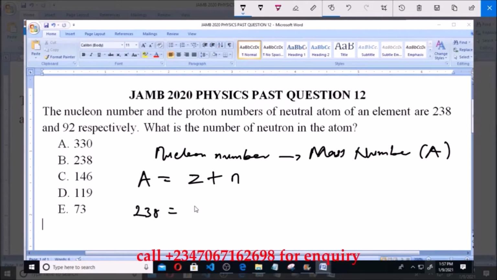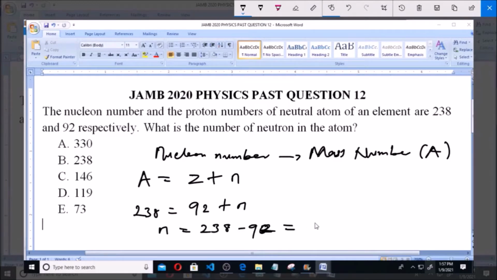So it simply means that 238 is equal to 92, which is the number of protons, plus the number of neutrons. From this we can get the number of neutrons, that is N is equal to 238 minus 92, and that is equal to 146. So the number of neutrons in this atom is 146, and that is option C.